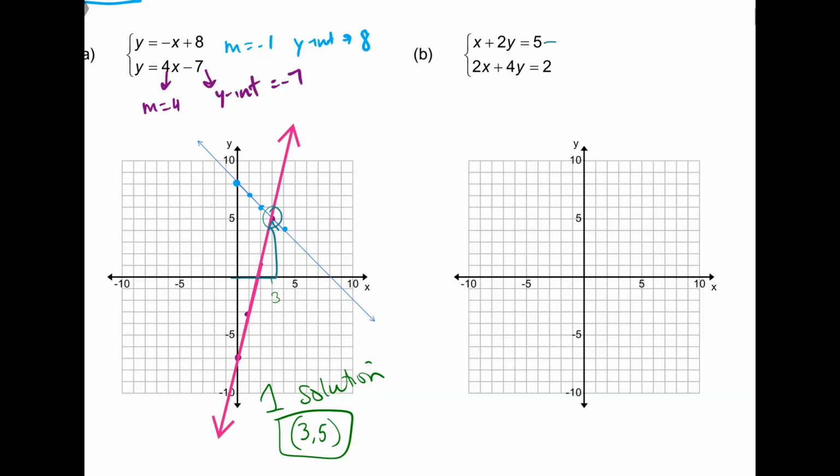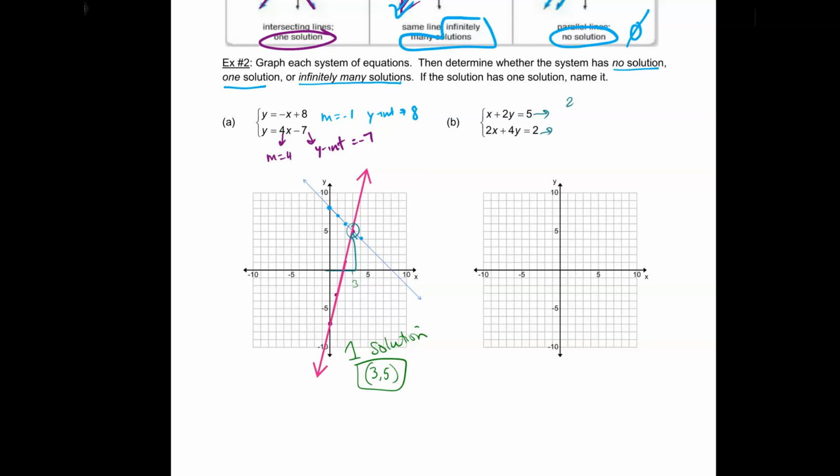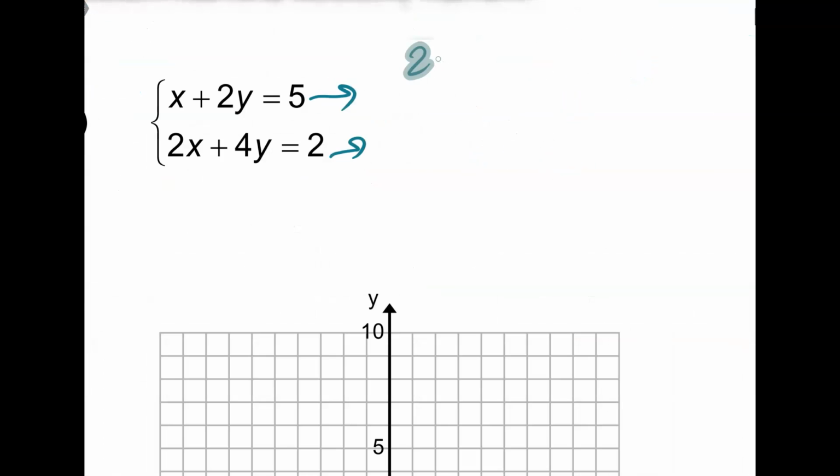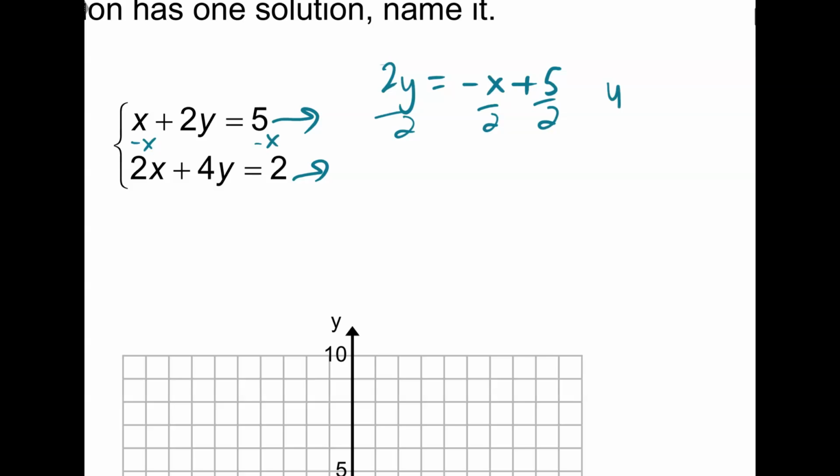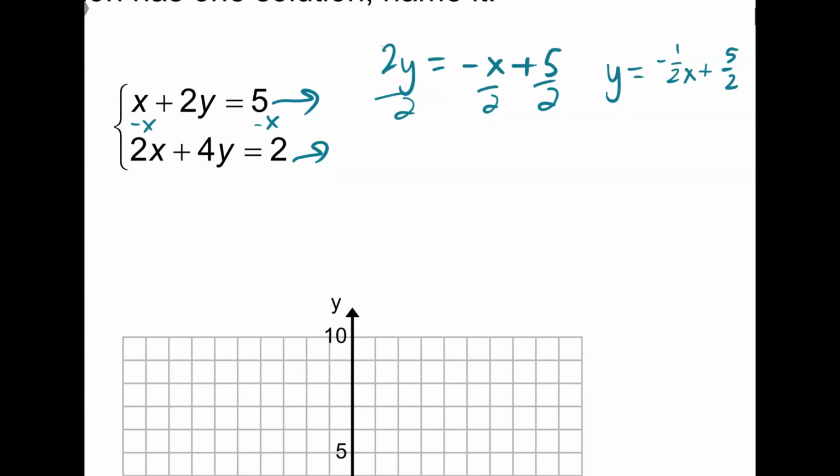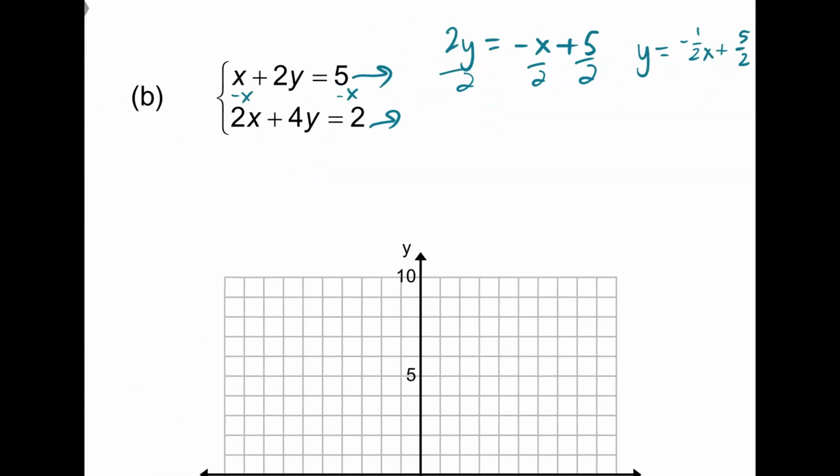So, let me rewrite this in slope-intercept form. So I have 2y equals negative x plus 5. I just subtracted x on both sides. Then I must divide every single term by 2, so that way I can get y by itself. So I have negative 1/2 x plus 5 halves. Okay, so 5 halves, that's the same as 2 and 1/2, yeah? So it's the same as 2.5, so I draw a dot at 2.5 because that's my y-intercept.